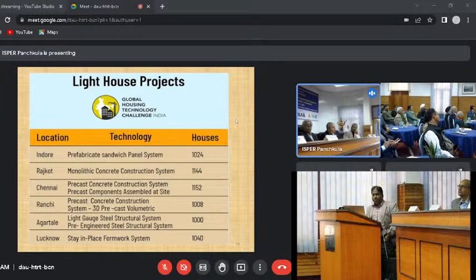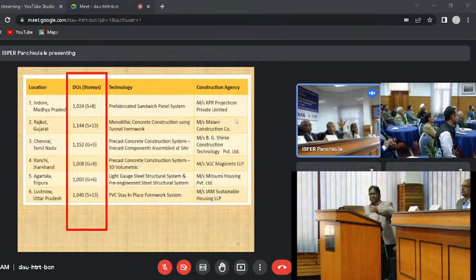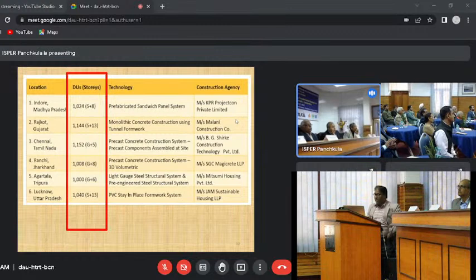BMTPC, under the Ministry of Housing and Urban Affairs, published a compendium, and that compendium is very useful for researchers. Just have a look. Here are the various locations, the technology, and the construction agency names I have also mentioned. Those who want to contact them can do so through Google.